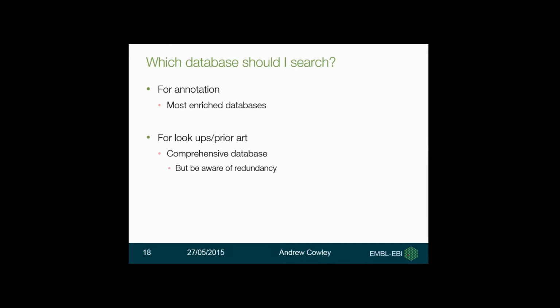On the other hand, if you want a comprehensive search, or you're looking to see if we have something in our database, or you're looking for prior art, for example, then we have a number of comprehensive databases as well. But do be aware when you're selecting these, they may be redundant, so you may have more than one hit for the same protein, for example.